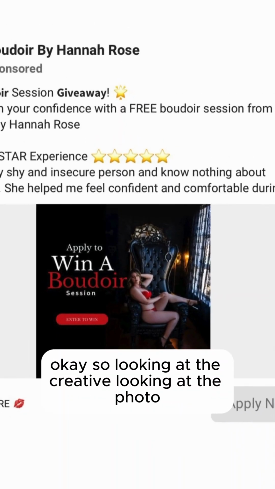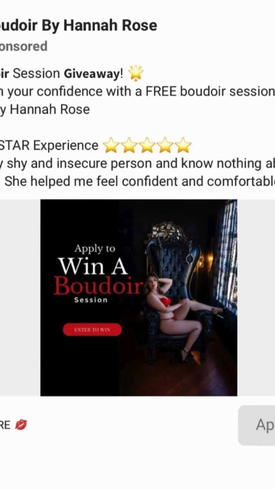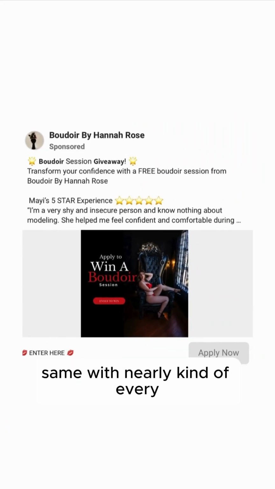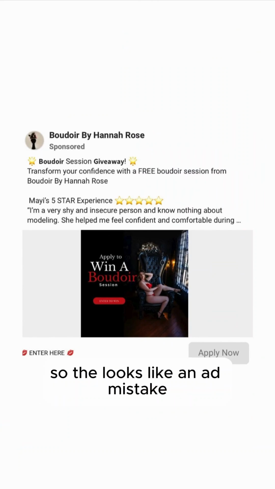Apply to win. Okay, so looking at the creative, looking at the photo, yes, it looks like an ad mistake. Same with nearly every Boudoir Facebook ad I've seen. So that looks like an ad mistake.